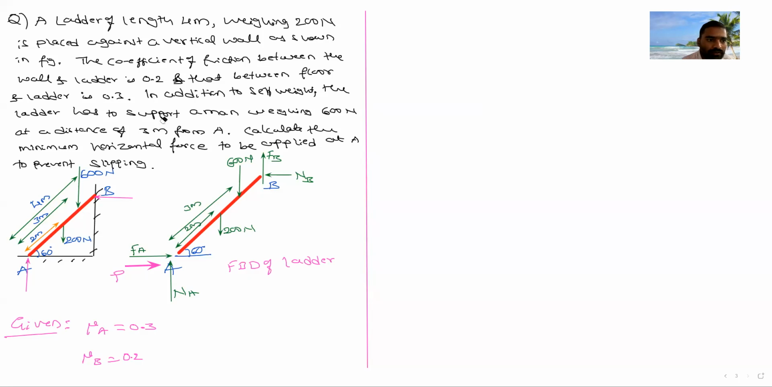4 meter is the total length of the ladder. Correct? Okay, you can take that also. Here it is already there, that's why I have not taken it. That's all. Okay. So can I start the solution?